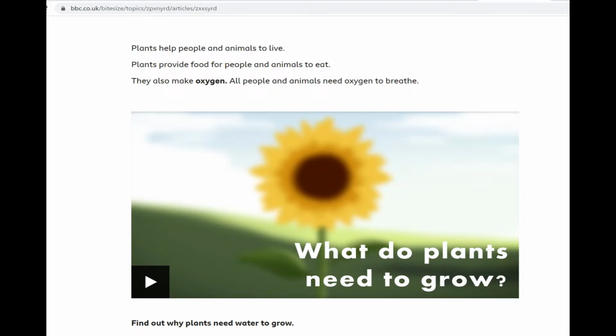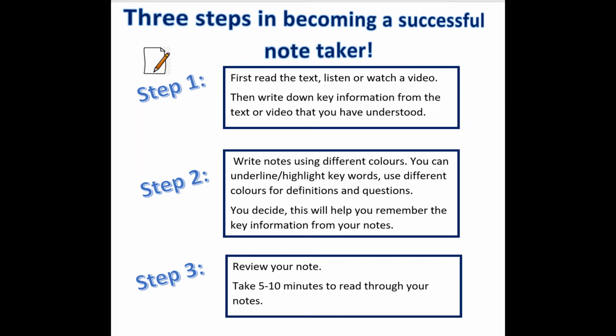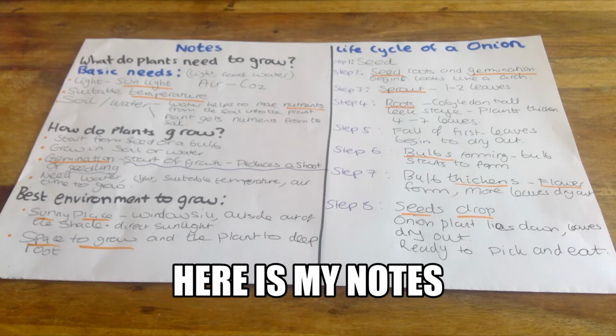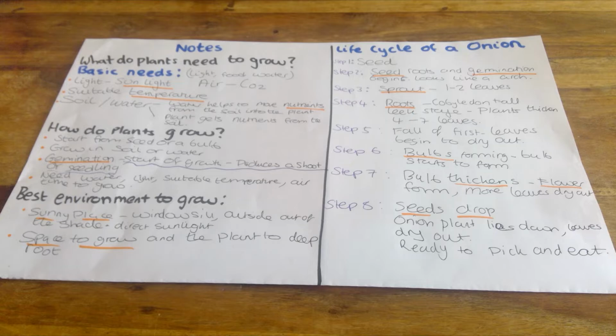So today I'd like you to make notes of your research, and here are 3 steps to be successful when taking notes. Step 1. Read the text or listen or watch the video, then write down key information that you have understood and remembered. Step 2. Write your notes using different colours. You might like to underline, highlight keywords, or use different colours for definitions and questions. You decide. Step 3. Review your notes and read them through. You might like to ask an adult to help you to take notes.